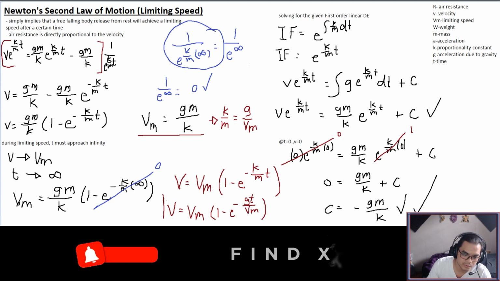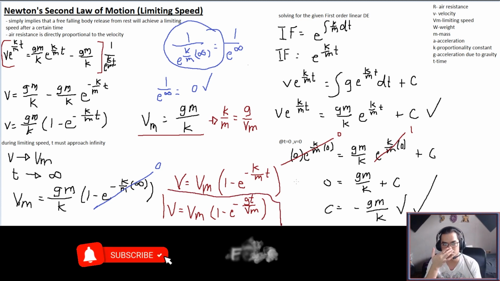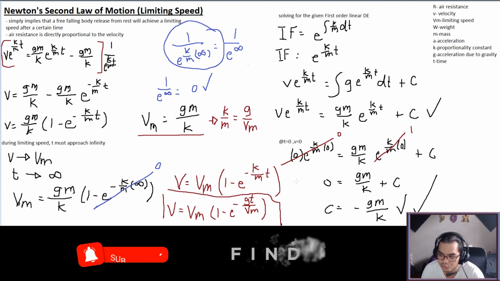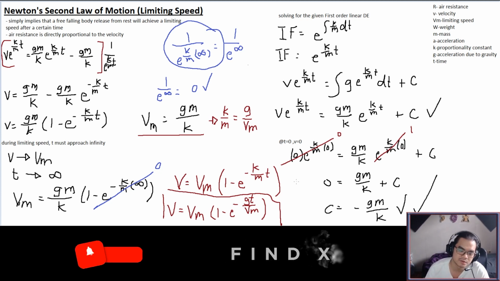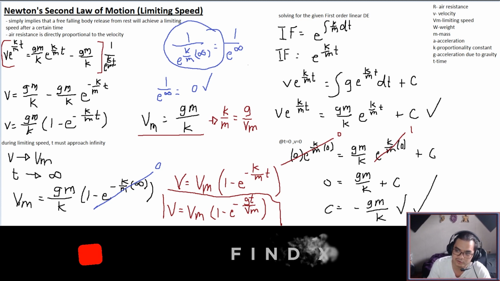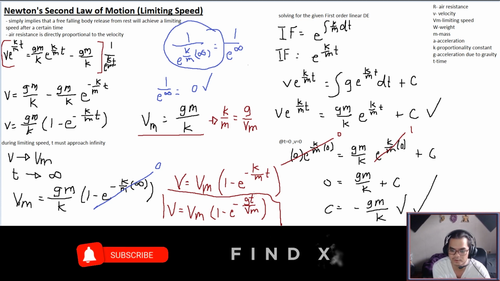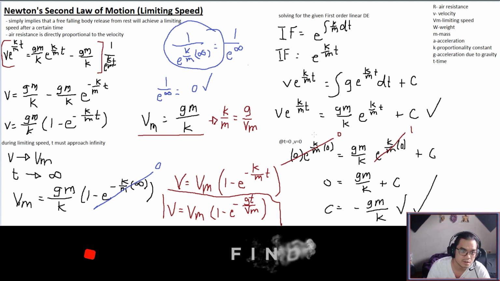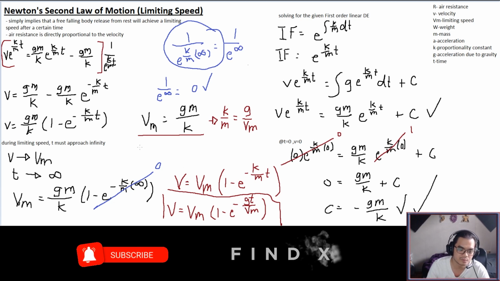Okay. So this will be the formula for the application of differential equation, Newton's second law of motion, also known as the limiting speed. So remember that vm is your limiting speed and g is your acceleration due to gravity. The value for that is 9.81 meters per second squared, or 32.2 feet per second squared, and t is the time, all over the limiting speed. So with that, let's proceed to some sample problems so that I can show you how to use this formula.